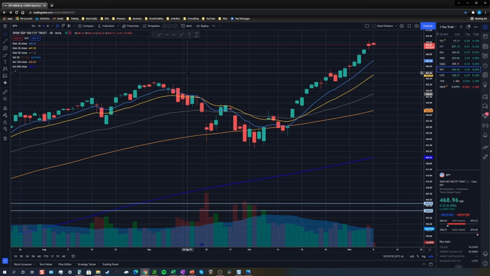Okay, so all the reds and all the greens are just like that. The only difference between the red and greens is that the red open is above the close. The close is below the open. For the green candles, the close is above the open. Okay. So that's how you read candles.